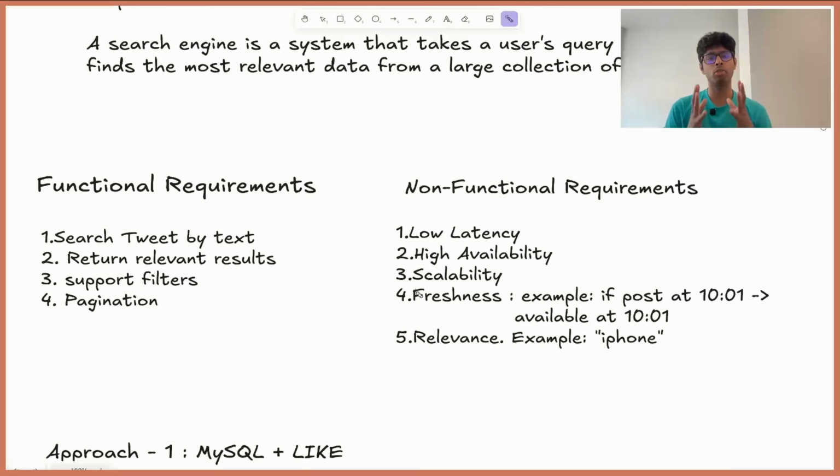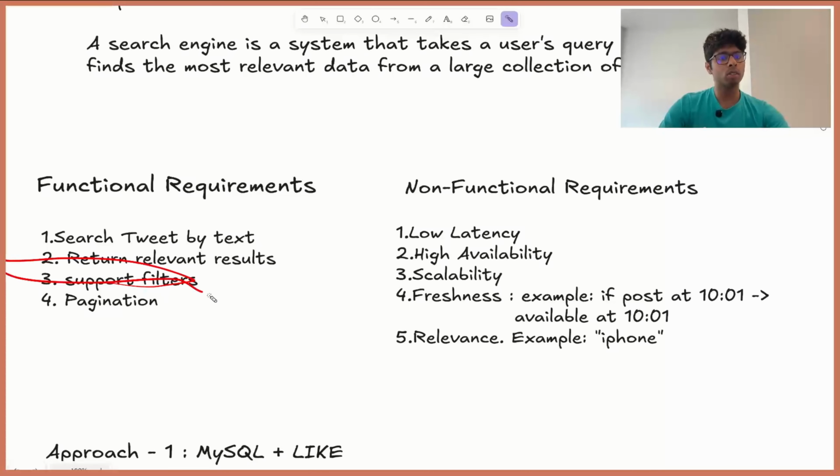Now let's discuss the functional and the non-functional requirements of the search engine. So the first functional requirement says that we have to search the tweet by the text. Basically we have to search the post if we are talking in terms of Instagram. The second point of functional requirement is to return relevant results. Think of it, if I am searching the word Java, let's say there are going to be a million posts related to Java. In that case, are we going to return all the million posts to the front end, or are we going to return the top 20 Java posts? And how are we going to figure out those 20 Java posts? This is the point of discussion.